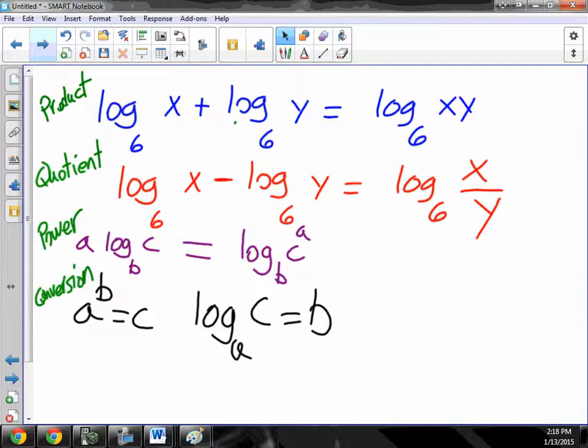And then this is the conversion rule. The conversion rule says a raised to the b equals c is exactly the same thing as log base a of c equals b. So if you go backwards, a to the b is c.